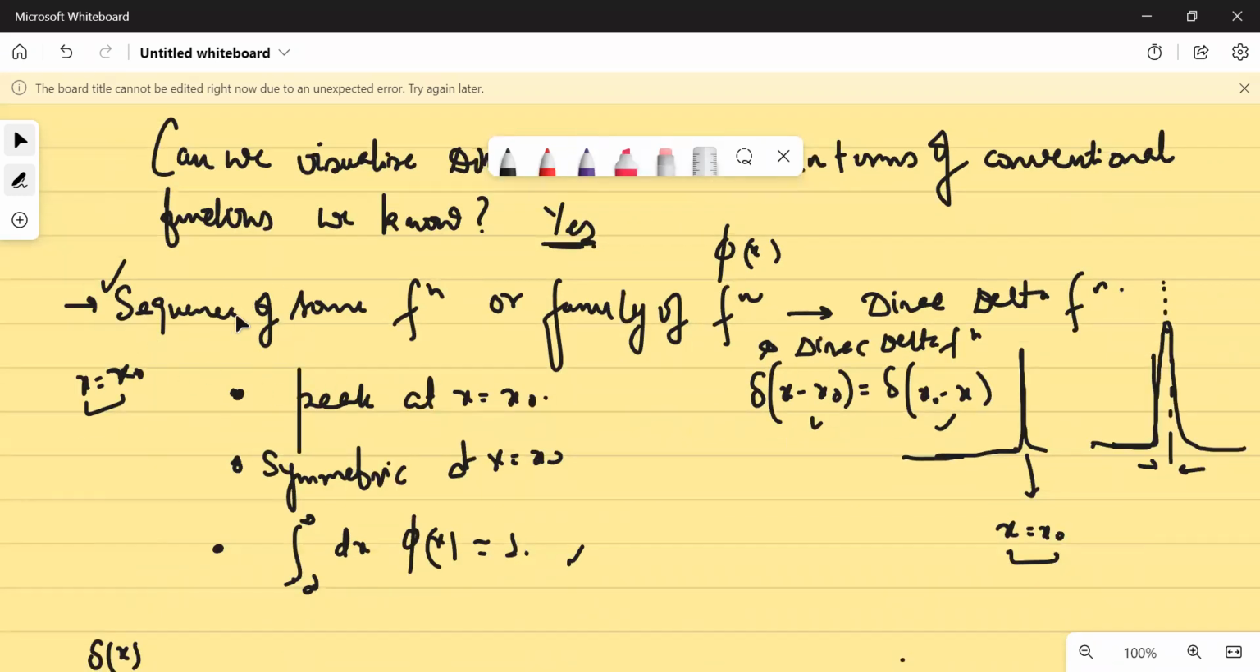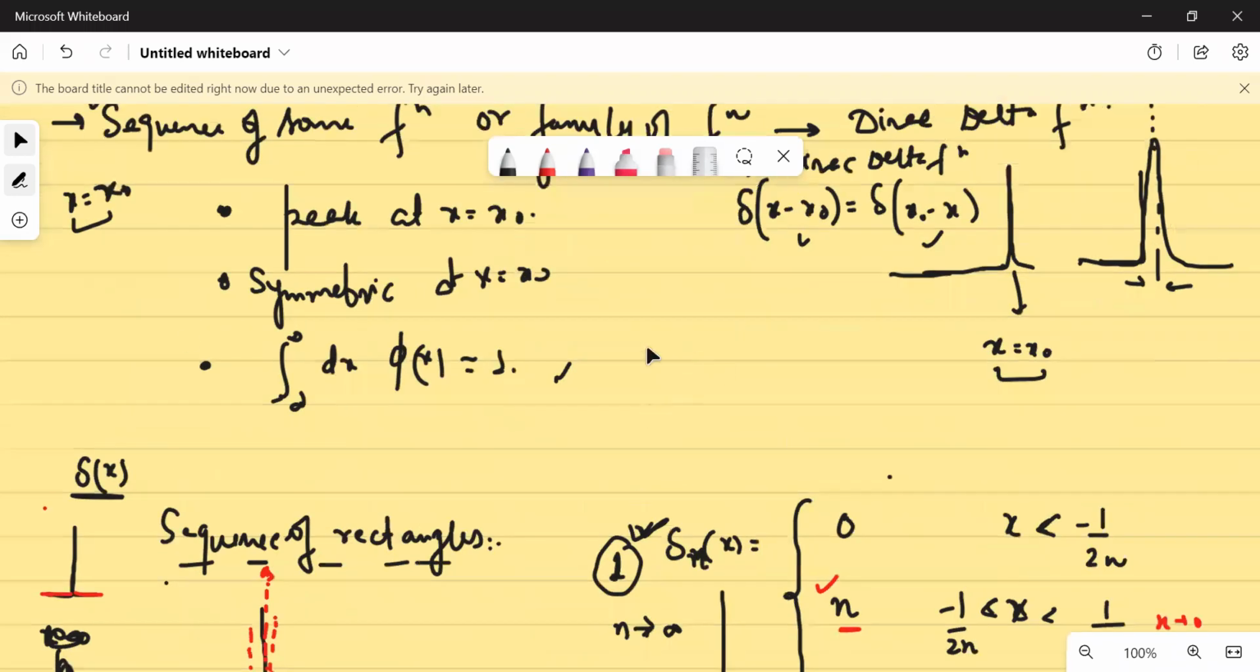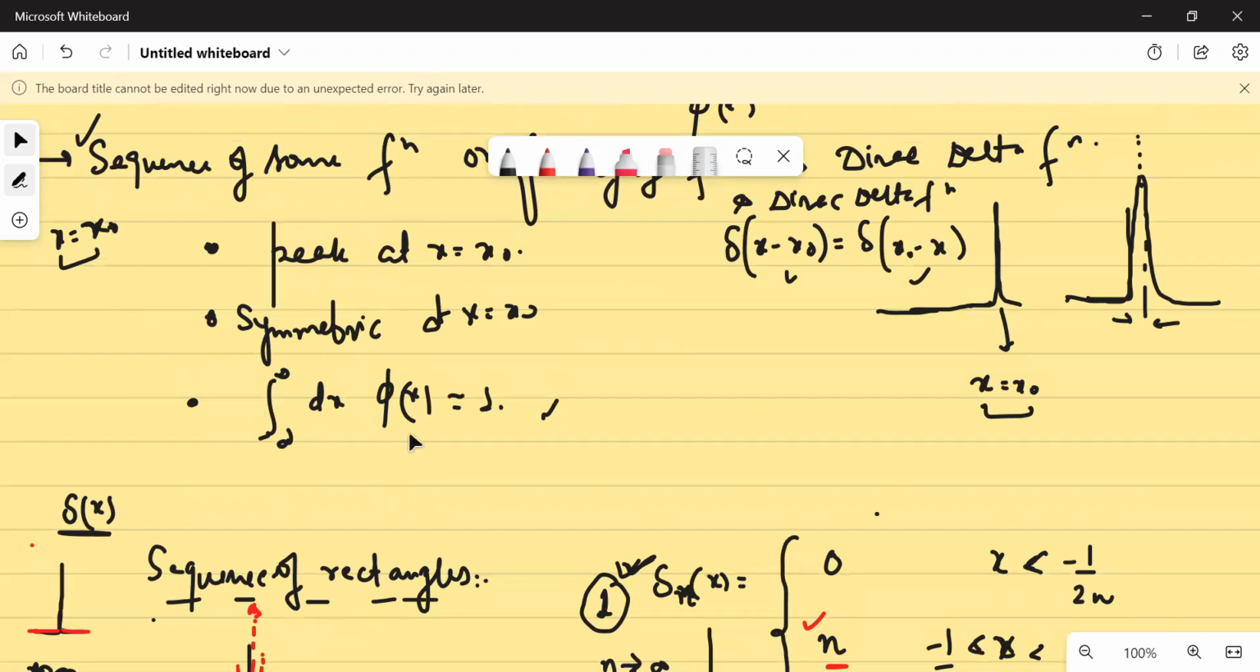We saw some family of functions, some sequence of functions whose limiting behavior supposedly represents your Dirac delta function. The requirement is that the function should be symmetric. The integral of that function over the entire range should come as 1, and the peak should be at some point. So if I have to define my Dirac delta function at x equal to x naught, then I should have a peak at x equal to x naught. It should be symmetric about x equal to x naught.